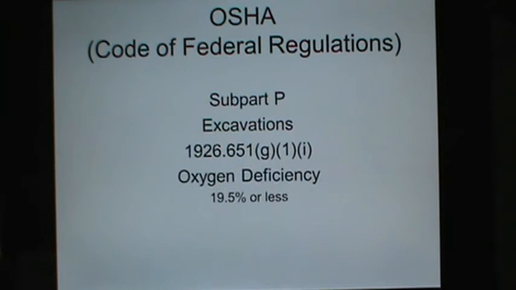Let's go to 651 G1I, where oxygen deficiency in atmospheres containing less than 19.5%, could exist or reasonably be expected to exist. Guess what? You have to test it if it's more than 4 feet in depth. So go ahead and take a minute and read that paragraph as well.